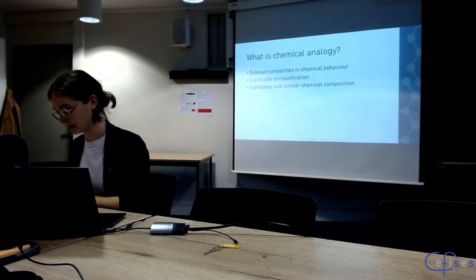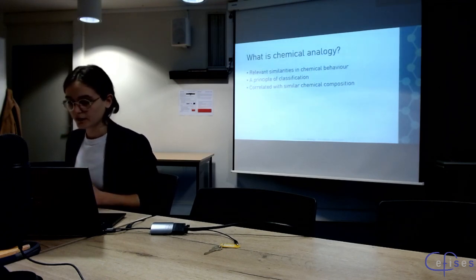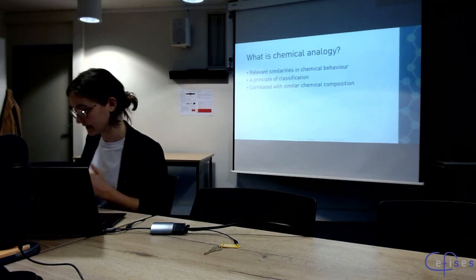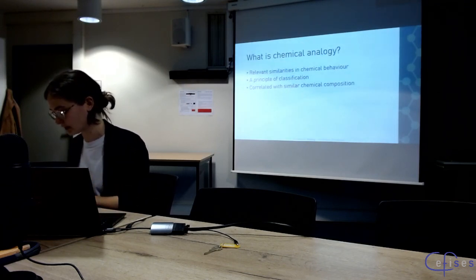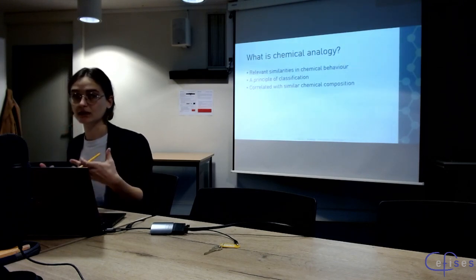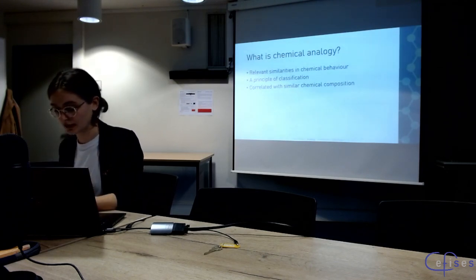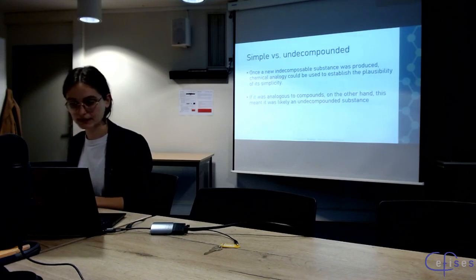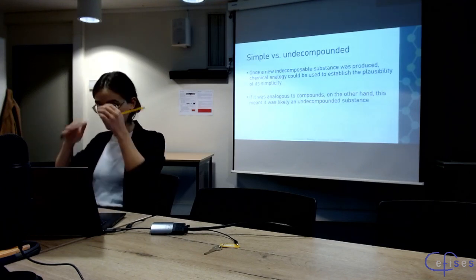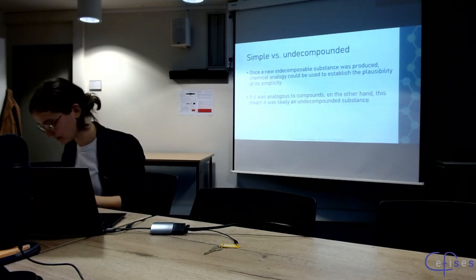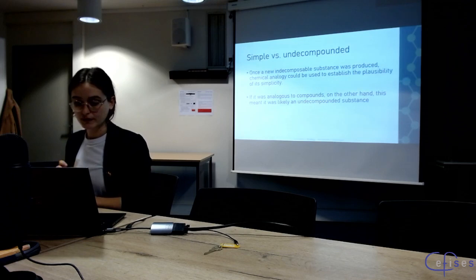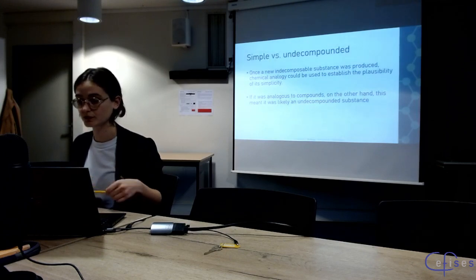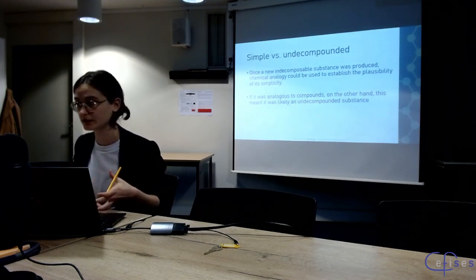And this kind of reasoning was very normal, happening all the time in chemistry around 1800, and this idea, this link, the idea that similar bodies contain similar elements could be used in the study of chemical composition and helped identify what that composition was. So what did that look like? Like I said, analogy could be used to distinguish between simple and merely undecompounded substances. So this meant that on the one hand, once a new indecomposable substance was produced, chemical analogy could be used to establish the plausibility of its simplicity.